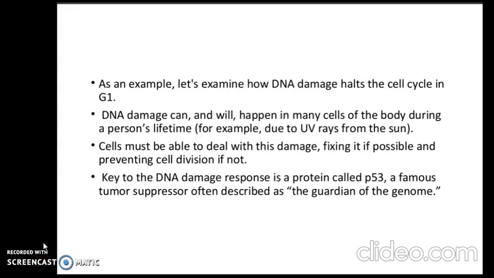As an example, let's examine how DNA damage halts the cell cycle in G1. DNA damage can and will happen in many cells of the body during a person's lifetime, for example, due to exposure to the UV rays from the sun. Cells must be able to deal with this damage, fixing it if possible and preventing cell division if not. Key to the DNA damage response is a protein called P53. It's a famous tumor suppressor and is often described as the guardian of the genome.